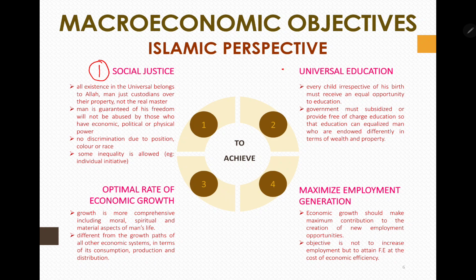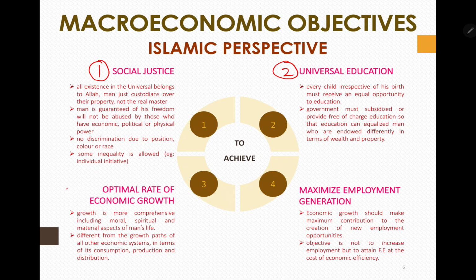Number 2 is to achieve universal education, that is to make sure that all the citizens have the opportunity to get education, because they believe through education people are able to change their future. So the government's role is to provide either free education, or they need to subsidize the education, so as to make sure that all individuals will get the chance to get education.